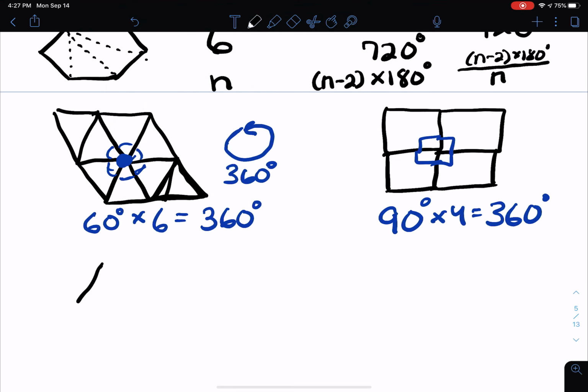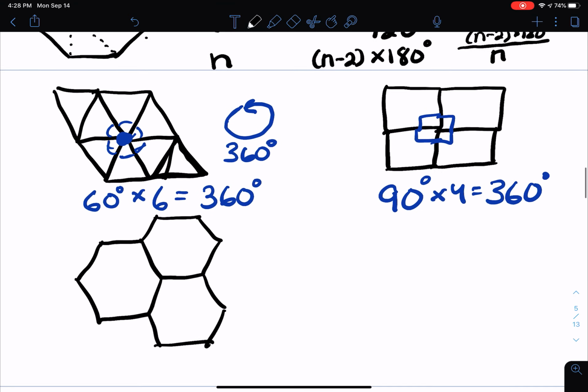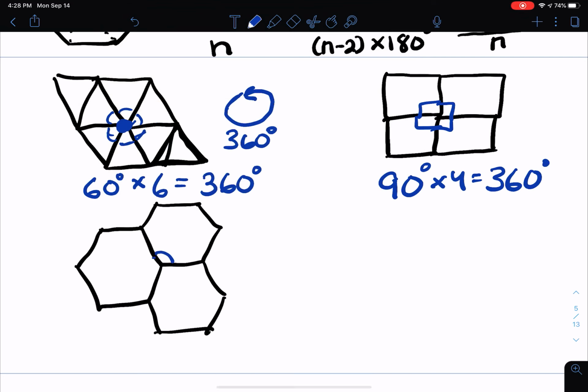If you do your hexagons, your honeycomb, we know that each hexagon angle is 120 degrees. So 1, 2, 3 angles of 120 each. So that's 360. And so on. So those 3 are able to do that.